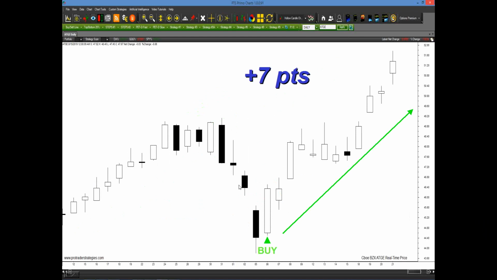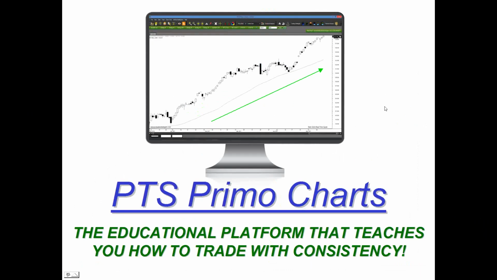So you would have missed all the losses right here and just had one winning trade. And on top of this, you're going to see all the displays that were generated using our platform. This is the PTS Primo Charting platform I developed with Pro Trader Strategies, the educational platform that actually teaches you how to trade with consistency.